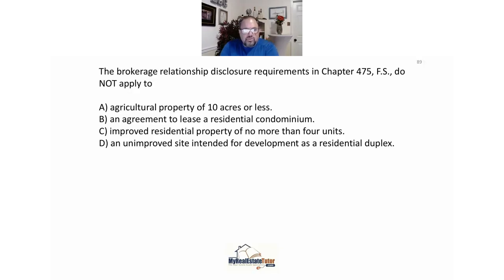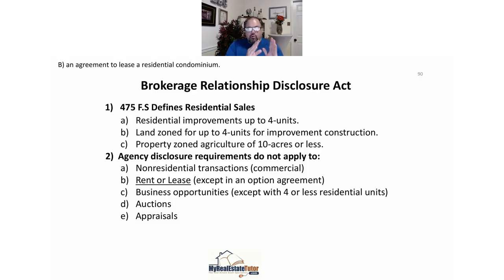So let's go into a little bit about the Disclosure Act. Chapter 475, Florida Statutes, defines residential sales as: A, residential improvements up to 4 units; B, land zoned for up to 4 units, so land itself but zoned for up to 4 units; and C, property zoned for agriculture of 10 acres or less. You want to know those three and how 475 defines residential sales, because remember, the Brokerage Relationship Disclosure Act doesn't apply to commercial or non-residential, only residential. So if they give you an example, you have to see if it fits under those three rules under 475.